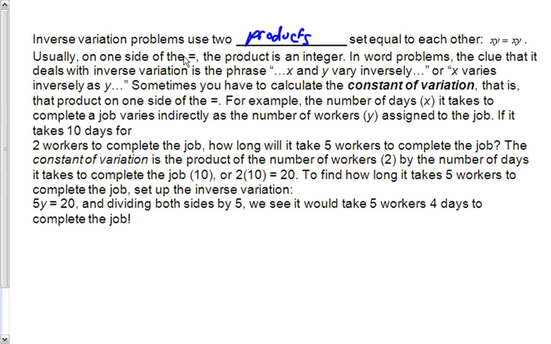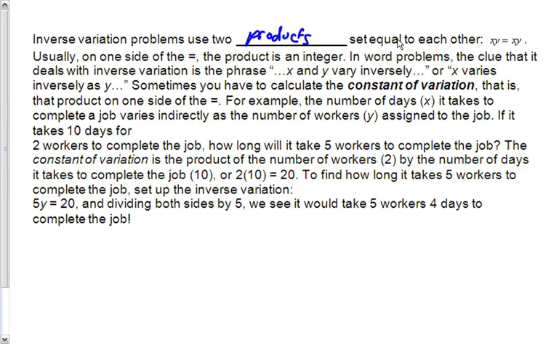Usually one side of the equals is equal to a number, or you're going to have this wonderful constant, the constant of variation it's sometimes called. In word problems, the cue that we're dealing with inverse variation is the phrase x and y vary inversely, or x varies inversely to y, or inversely proportional is another one used. Sometimes we have to find the constant of variation. That means what's the magic product they're always going to equal?